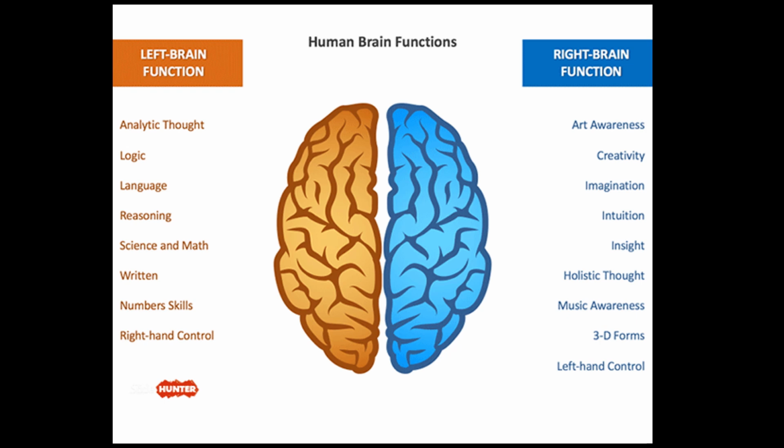Our brain has two hemispheres, a right and a left, and a person's dominant hemisphere is the side that their language center lies on. So in most people, this is on the left side of their brain, and the dominant hemisphere is typically responsible for verbal, analytic, and language skills. So when we think of left brain function, we think of analytic thought, logic, language, reasoning, science and math, written, number skills, right hand control.